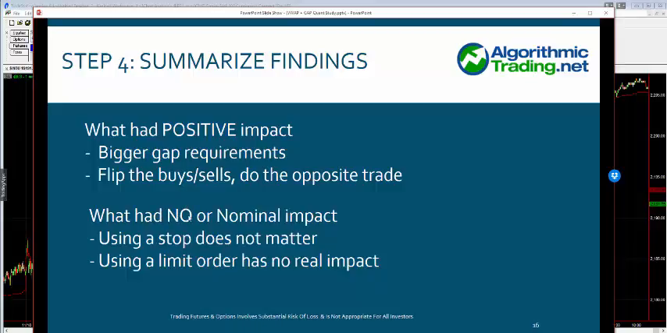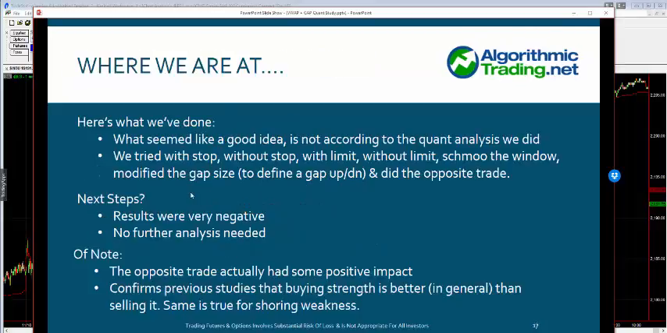What had very little or nominal impact, or zero impact, was using limit orders to get out when you have a certain profit target. That did not seem to help. And using a stop did not seem to matter as well. It helped a little bit, but not a ton. Shmooing the stop is really what I meant. It didn't really have a lot of impact. Removing the stop seemed to help on the long trade, but nothing that really makes it helpful.